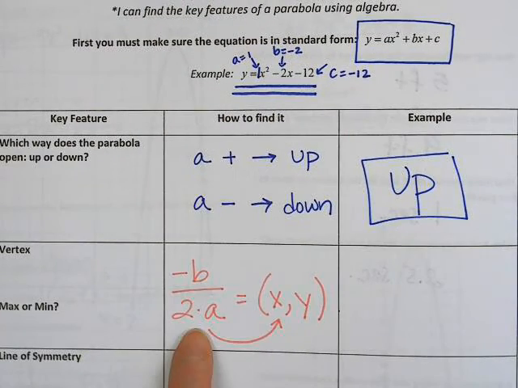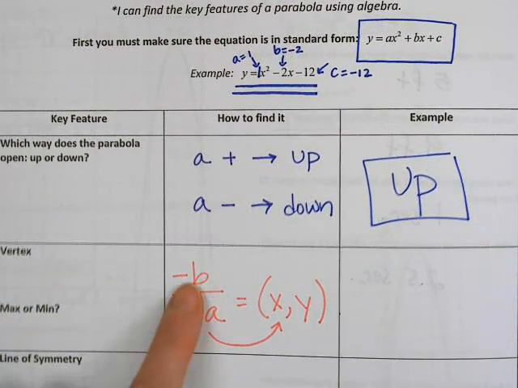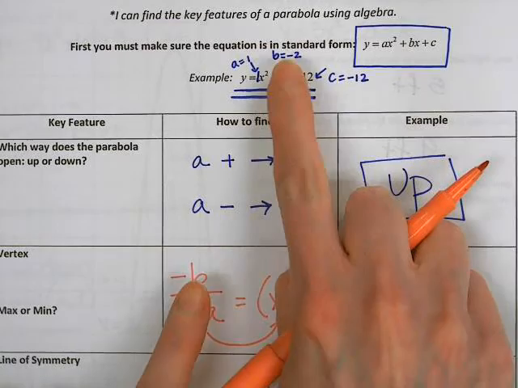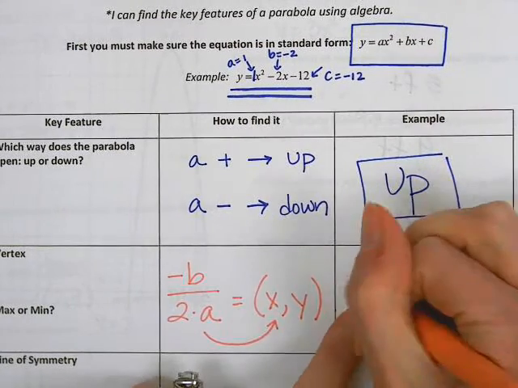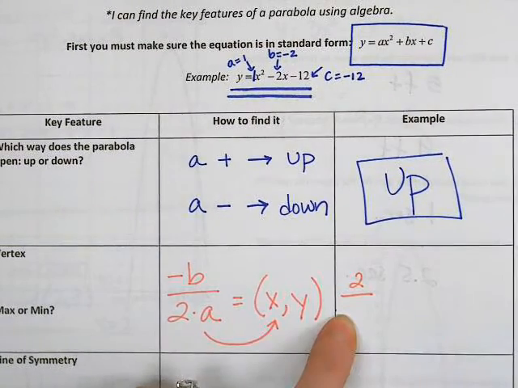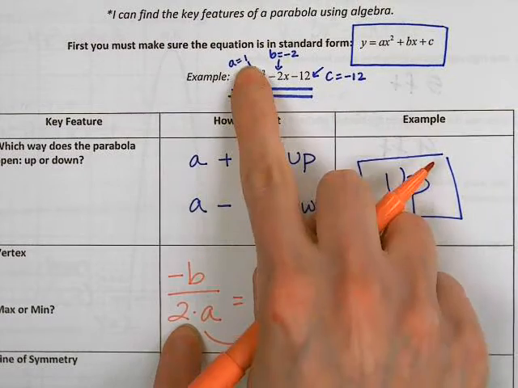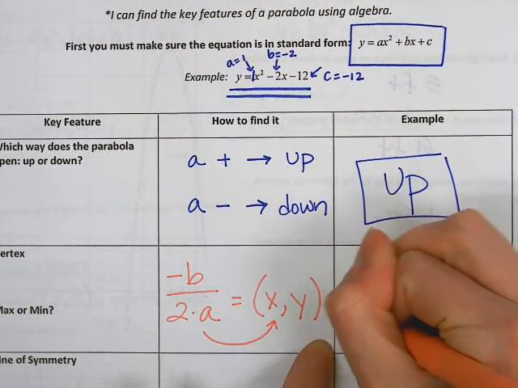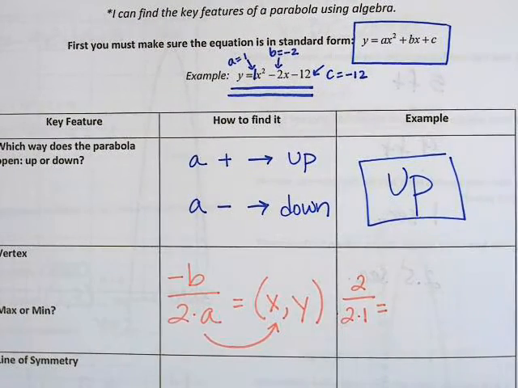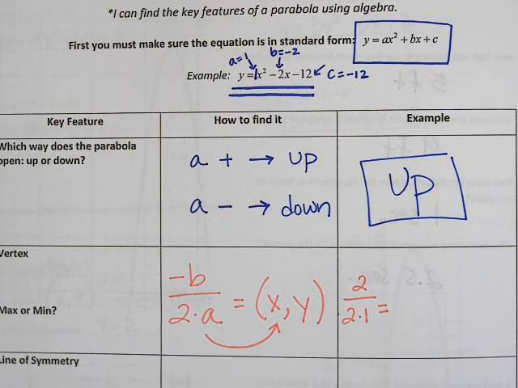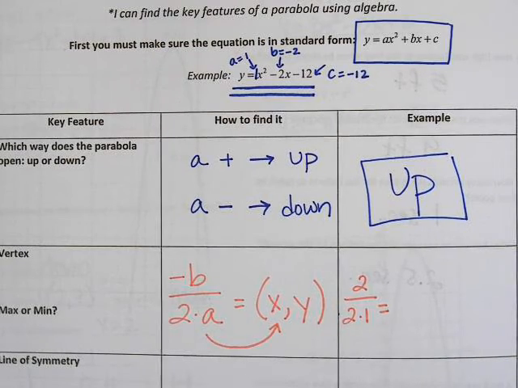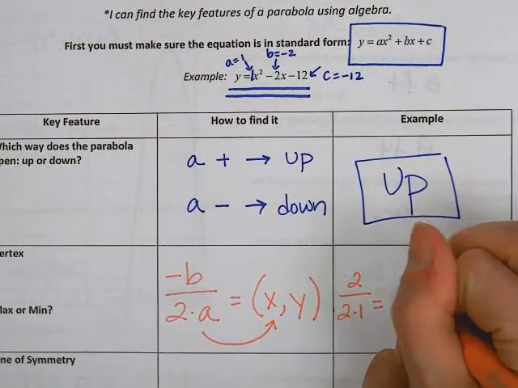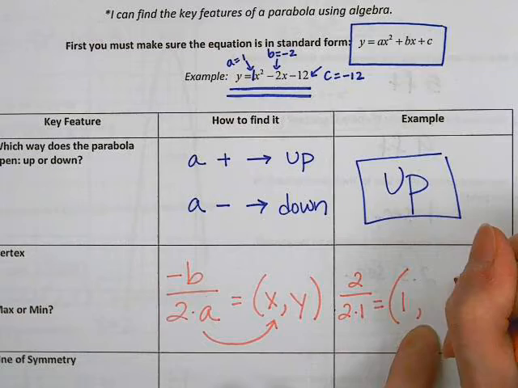Let's do it for this example. -b divided by 2 times a. So -b, with b equal to -2, is +2, divided by 2 times a, so 2 times 1. What does that equal? 2 divided by 2 is 1. So the vertex is 1 comma something.